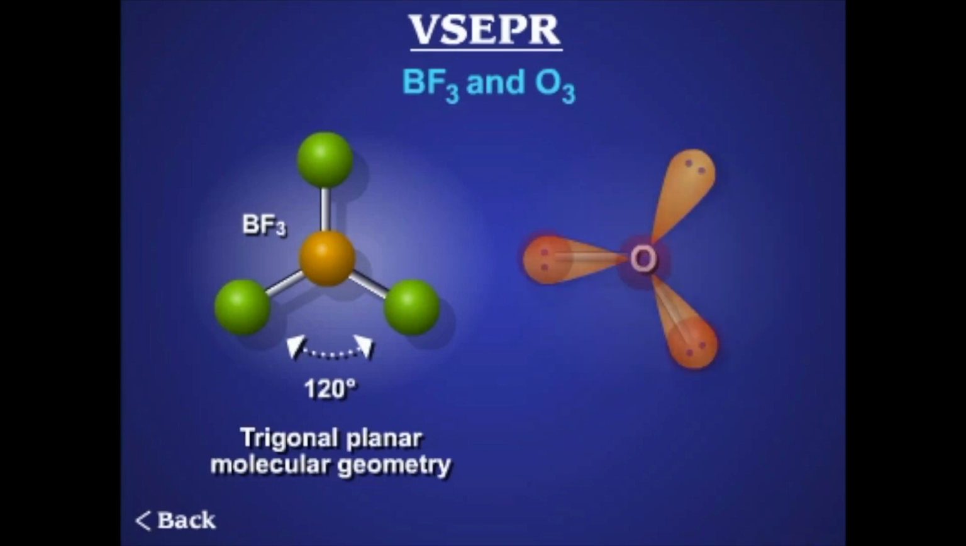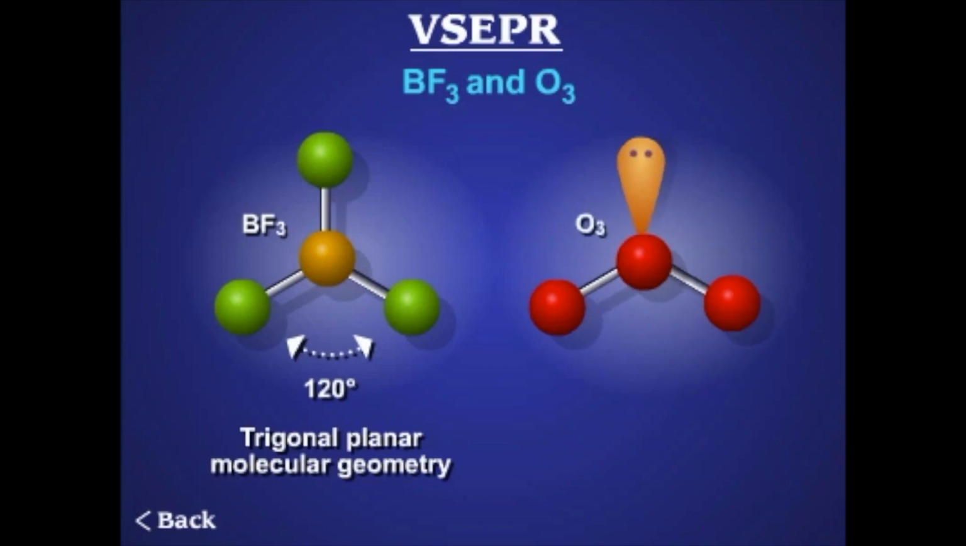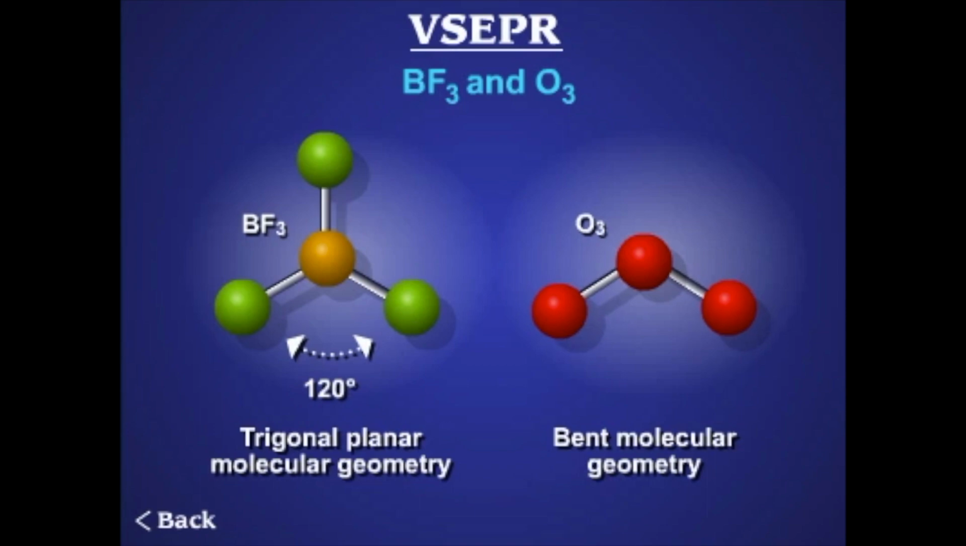In ozone, there are 2 bonding pairs of electrons and 1 lone pair. The molecular geometry, that is, the arrangement of the 3 oxygen atoms, is bent or V-shaped. The lone pair versus bonding pair repulsion is greater than the bonding pair versus bonding pair repulsion. The 2 oxygen-oxygen bonds are pushed together slightly due to repulsion with the lone pair, and the bond angle is slightly less than 120 degrees.